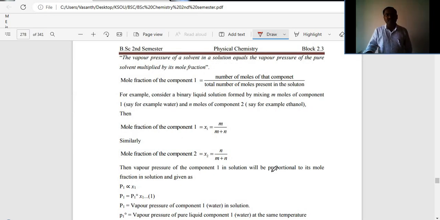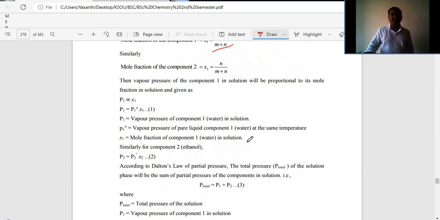Here, consider two components, component 1 and component 2. The mole fraction of a component is generally represented by the number of moles of that component divided by the total number of moles present in the solution. The total number of moles present in the solution is M plus N, so X1 is M by M plus N. Similarly, we consider the mole fraction of component 2, symbolically represented by X2, which is N by M plus N.